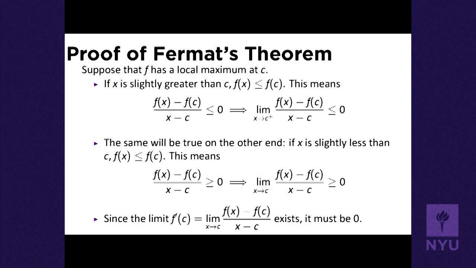If this function is differentiable, then the limit from the left of the difference quotients equals the limit from the right of the difference quotients. That limit must be less than or equal to 0 and greater than or equal to 0. The only way that can happen is if the limit is exactly 0. Okay, so that is Fermat's theorem.